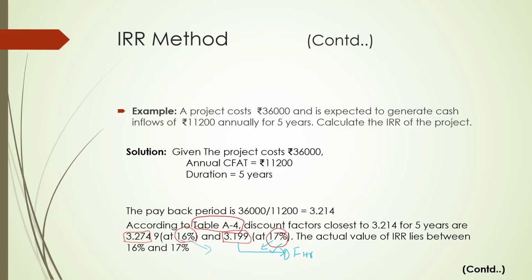Clear? Then 3.274 will be your DFLR, lower rate, right? Now this is your R. This is also R, but you can use only one R, either 16 or 17. Now let us substitute these four values and the PB value in the given formula and find out IRR.